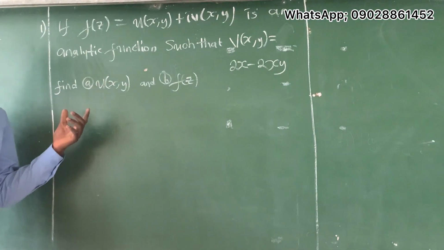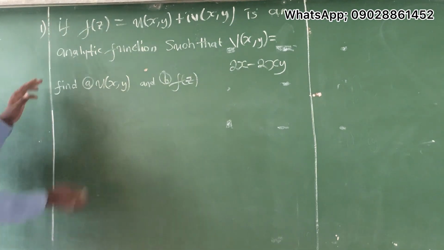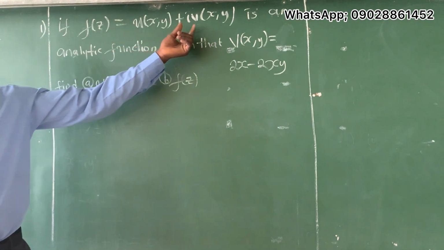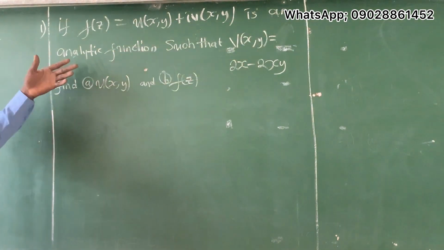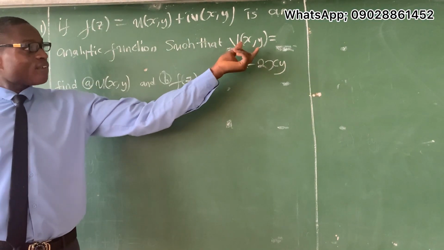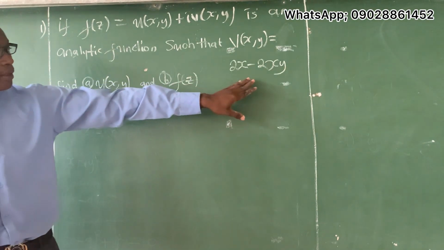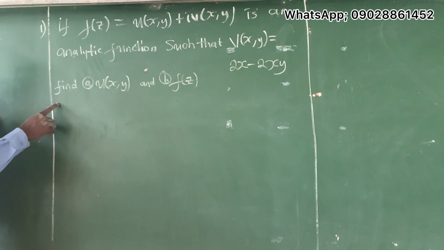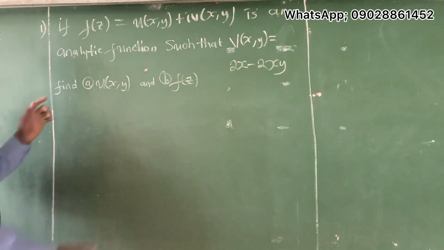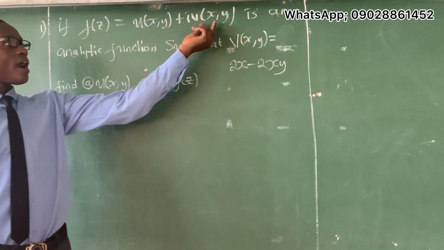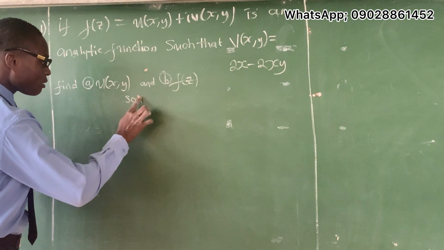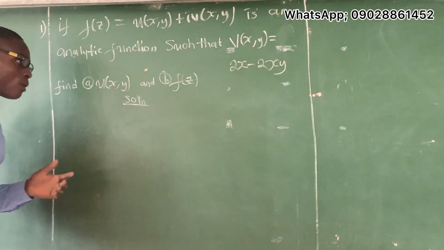Okay, having taken down this problem, the question here says, if f of z is equal to u of x and y plus iv of x and y is an analytic function such that the imaginary part, which is v of x and y, is equal to 2x minus 2xy, find (a) the real part, and (b) the complete function f of z, which is u of x and y plus iv of x and y. So we are going to solve this problem.